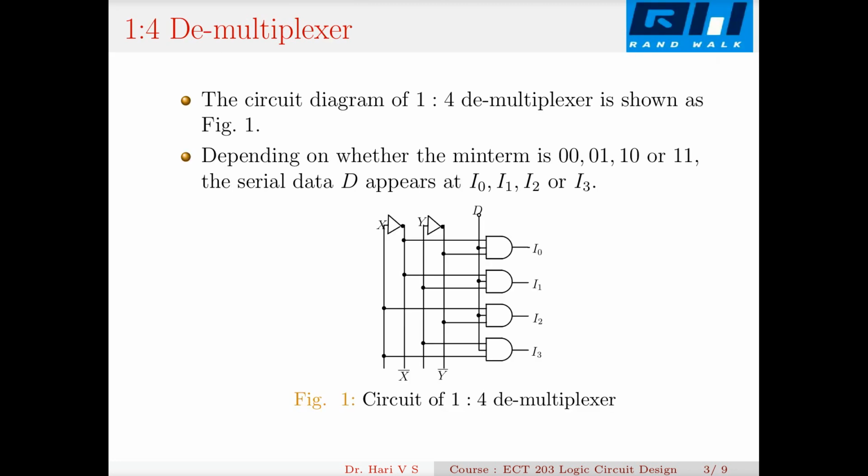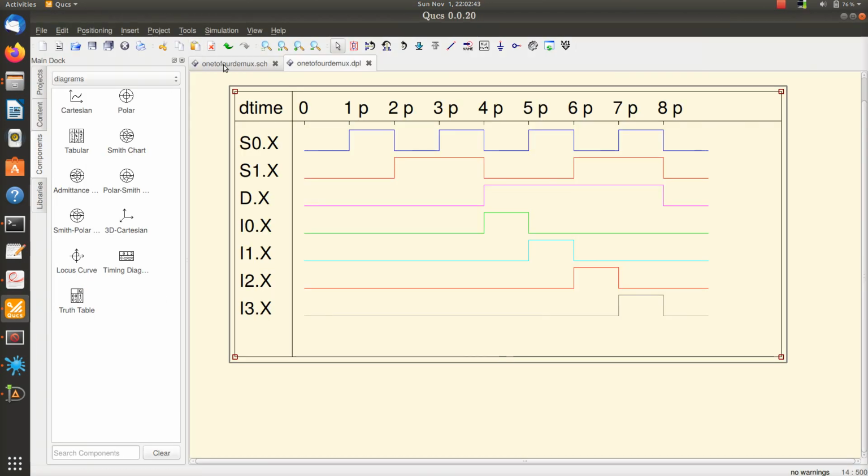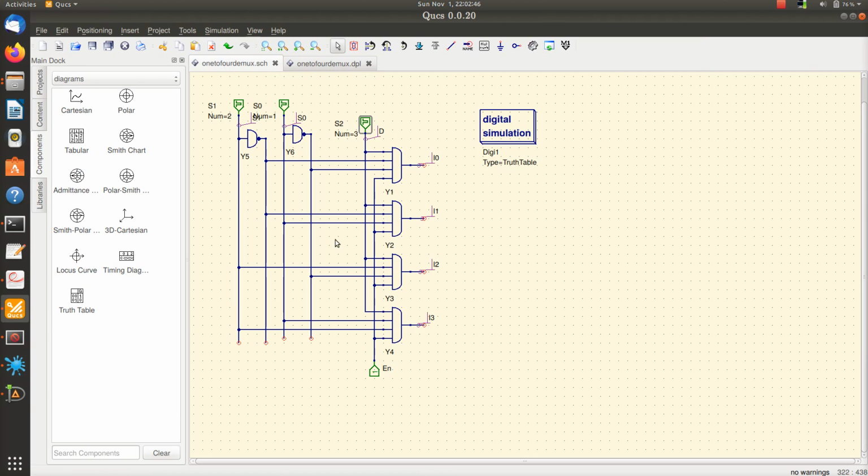Now you can simulate this in QUCS. If you go to QUCS, you can simulate this this way. This shows my circuit diagram. Here I have used a 4 input AND gate along with an enable. This enable is kept at high, and data is given in parallel to the 4 AND gates. And here the select lines S1 and S0 are selected, so that M0 goes into the first AND, M1 goes into the second AND, M2 goes into the third AND, and M3, the 1 1 case of S1 S0, goes into the fourth AND gate. So these are my output lines I0, I1, I2, I3.